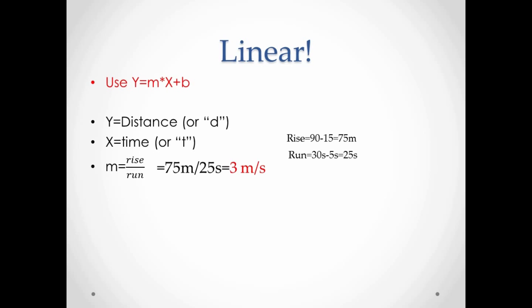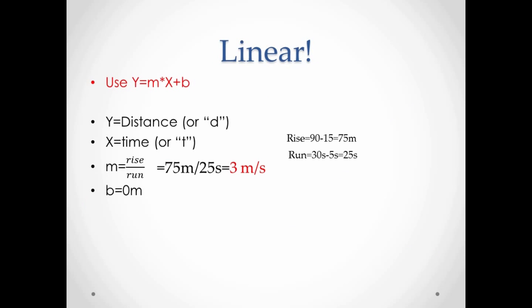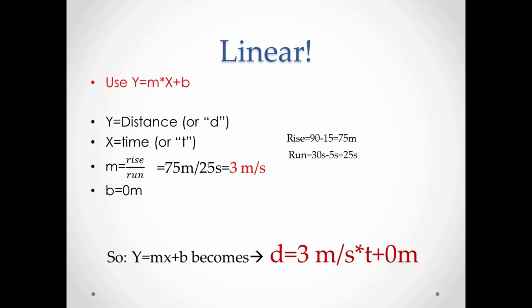To find the intercept, we look at where the line crosses the y-axis. In this case, the line crosses right at the origin, or 0, 0. So our y-intercept is 0. Now when we plug all of these values into our y equals mx plus b equation, it becomes d equals 3 meters per second times t plus 0 meters. Now 0 really is nothing, so we can just get rid of the 0 and drop it, and we end up with just d equals 3 meters per second times t.